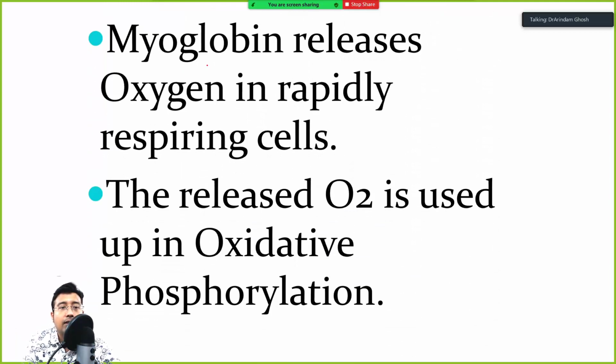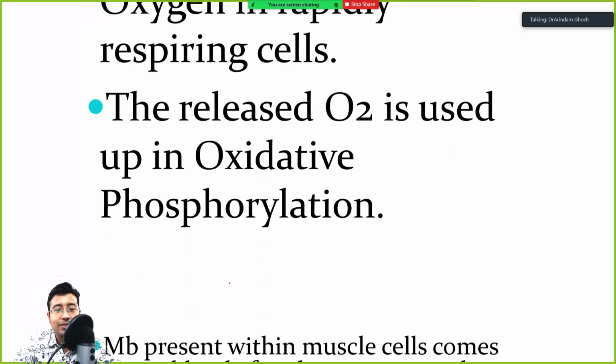So myoglobin releases oxygen in rapidly respiring cells. The released oxygen is used up in oxidative phosphorylation. So the oxygen that myoglobin releases when the PO2 is below 5 will still be used for oxidative phosphorylation and production of ATP only, right? Because in order to beat, muscle needs energy.